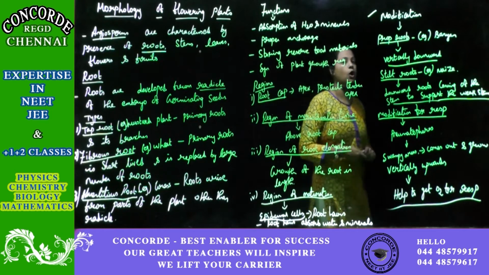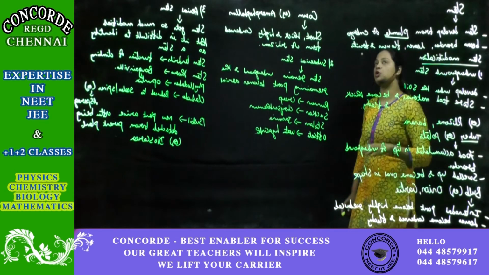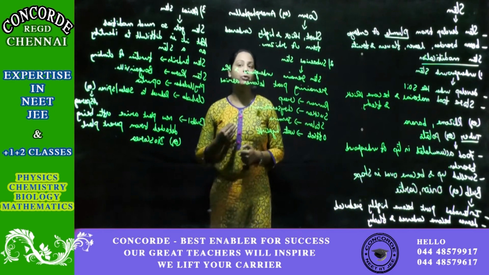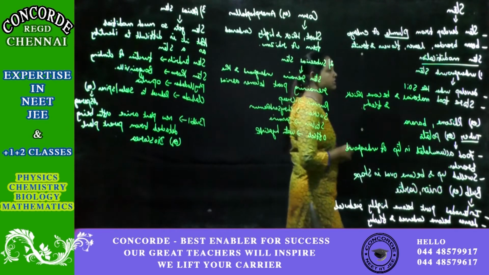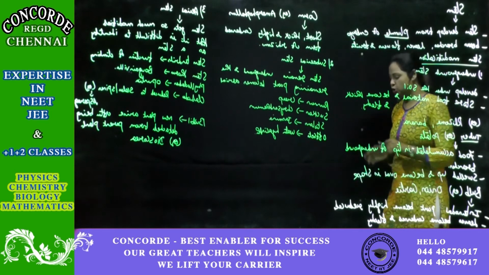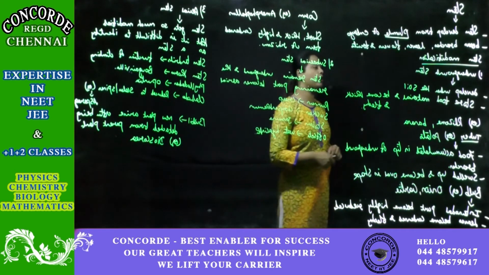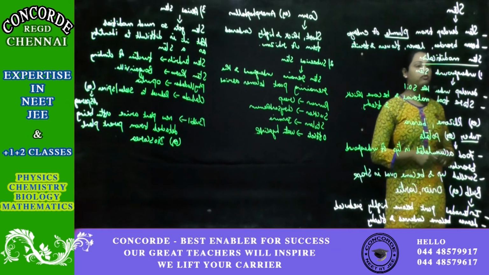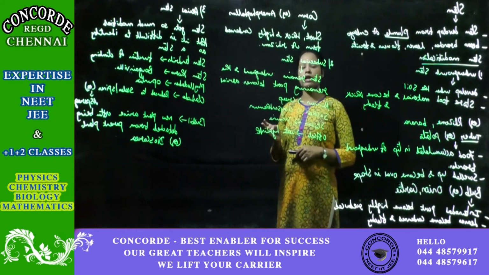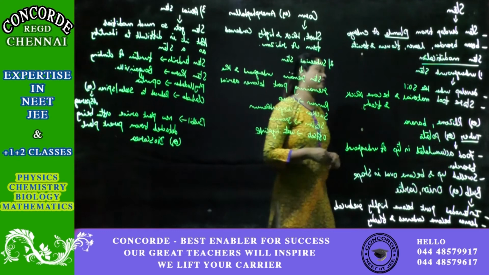Next, we move on to stem. Stem develops from the plumule of the embryo. The stem not only develops from the plumule of the embryo, it will bear branches, leaves, flowers and fruits. And just like root modification, stem will also get modified. Here it will be modified into three forms. One is underground stem, another one is subaerial stem modification, third one is aerial stem modification.